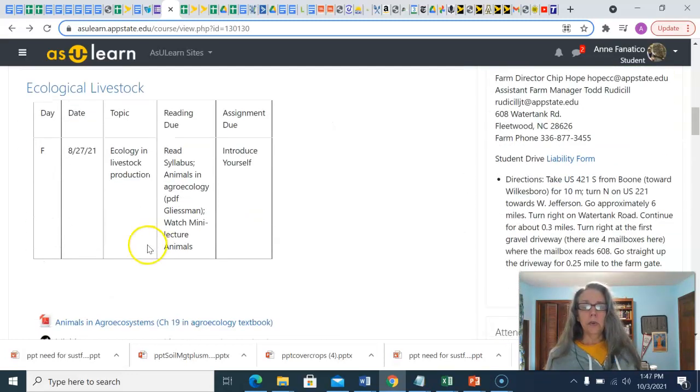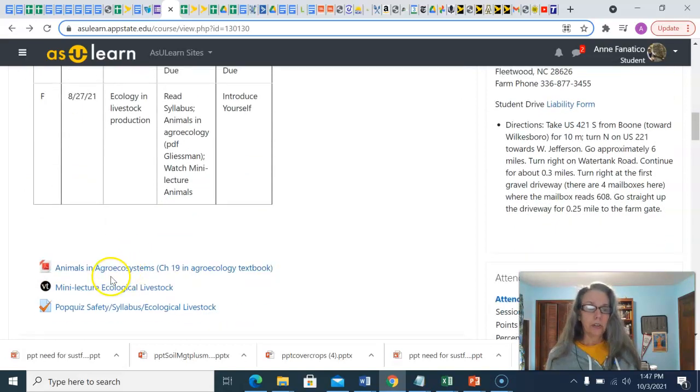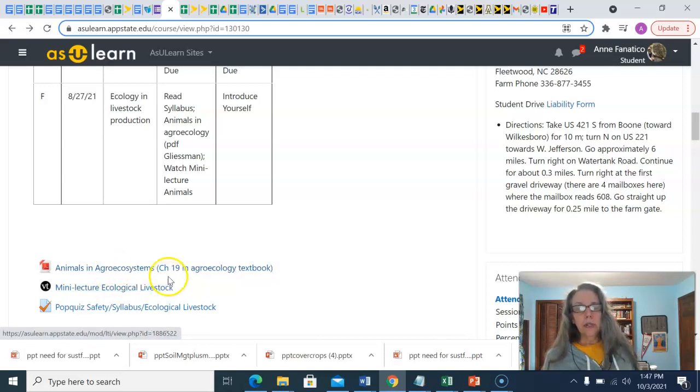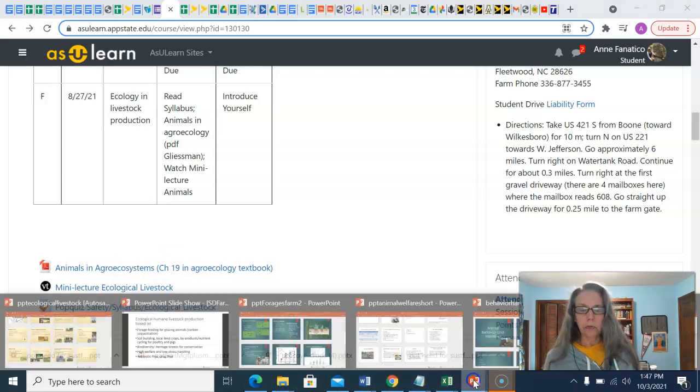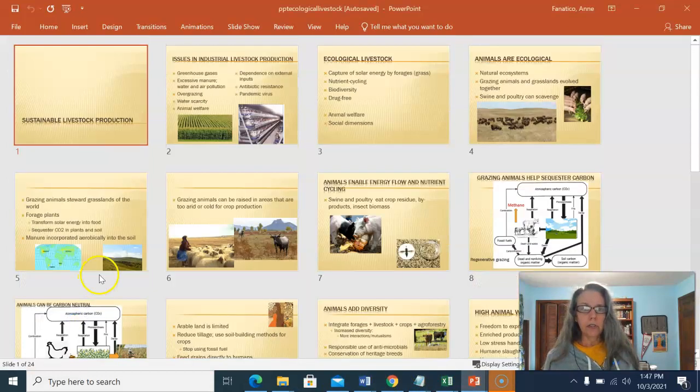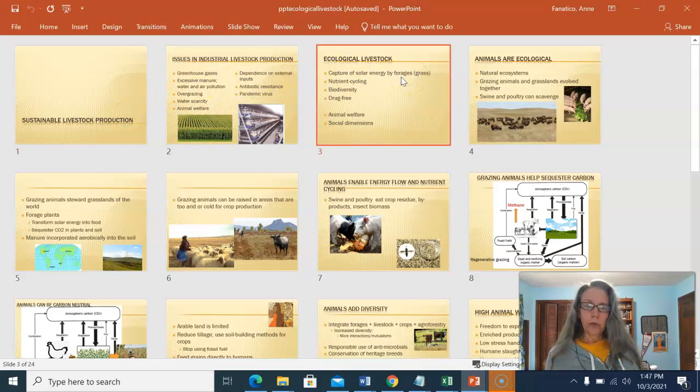And as we started out the course, we reread actually the chapter that's in your agroecology book. And this really helped us start out with making sure that we're looking at ecological livestock production and what it's based on. So we do, of course, have a number of issues that concern us in industrial scale livestock production, but we also focus on how we do ecological livestock with the capture of solar energy, and we do that with forages, with grass.